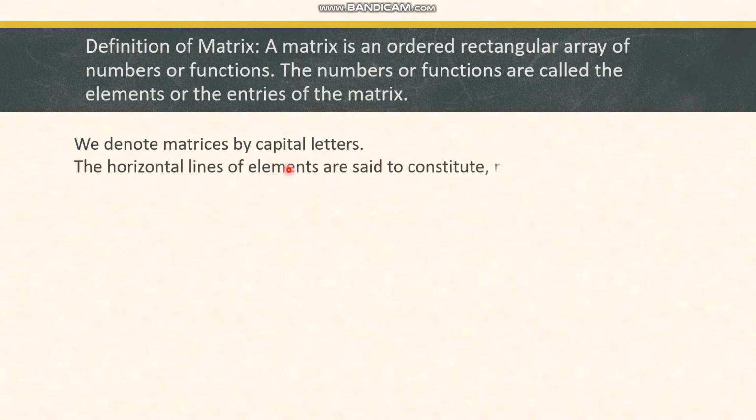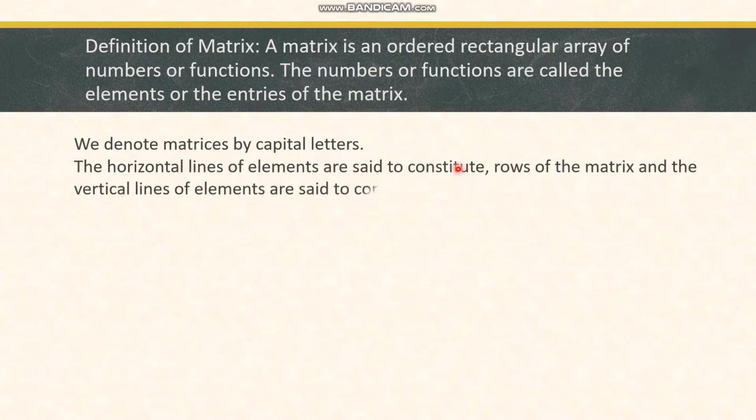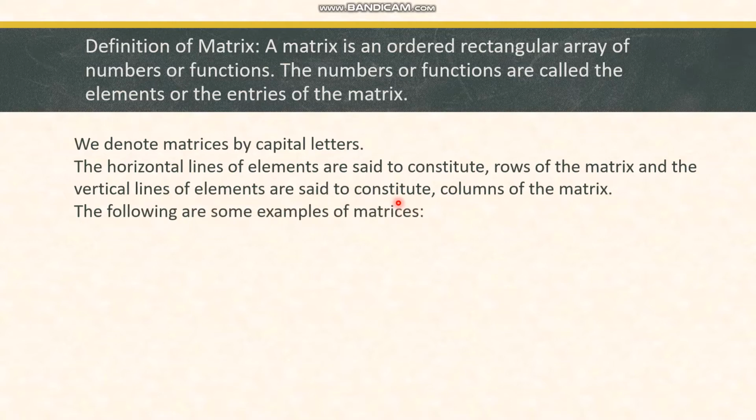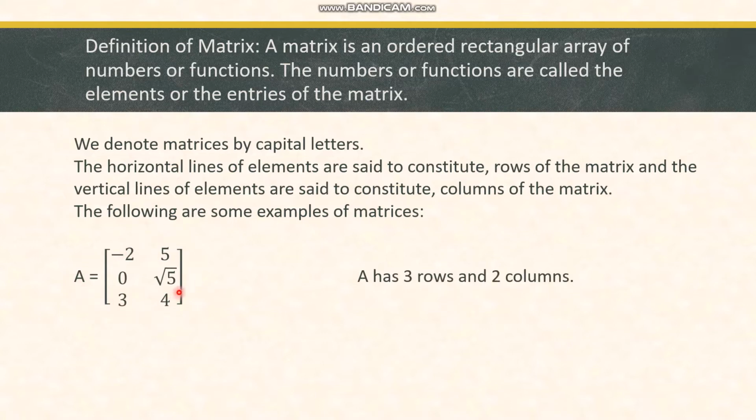The horizontal lines of elements are said to constitute the rows of a matrix and the vertical lines of elements are said to constitute the columns of the matrix. The following are some examples of matrices. For example, you see this matrix A. A has 3 rows. There are 3 horizontal arrangements of numbers. Minus 2, 5 is the first one, 0, root 5 is the second one and 3, 4 is the third one. So we have 3 rows here and there are 2 columns. Minus 2, 0, 3 is the first column, 5, root 5, 4 is the second column.